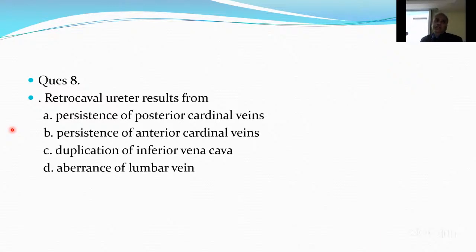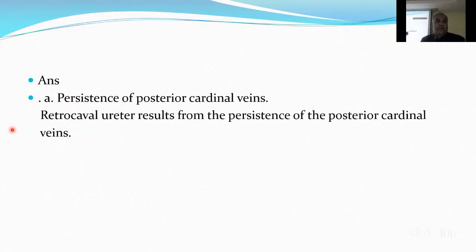No doubt about it. So retrocaval ureter results from persistent posterior cardinal veins, persistent anterior cardinal veins, duplication of IVC, aberrance of lumbar vein. Posterior cardinal vein, yes. Is it something to do with the inferior mesenteric artery? No. So it's the posterior cardinal vein persistence which results in retrocaval ureter.